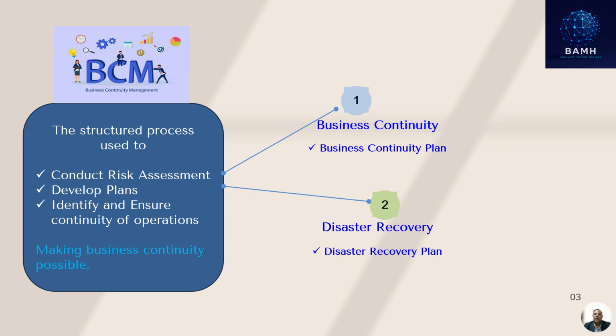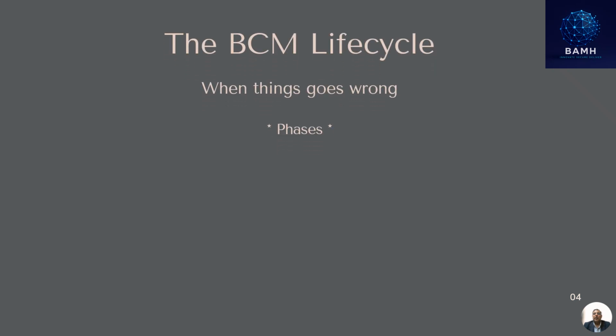The whole process involves figuring out what could go wrong, making plans to handle it, and practicing those plans so you are ready when you need them. In this slide, we'll be discussing briefly the phases of the business continuity management lifecycle. In BCM, we use multiple terms and they are categorized under different phases and frameworks. Here's how they are typically classified.